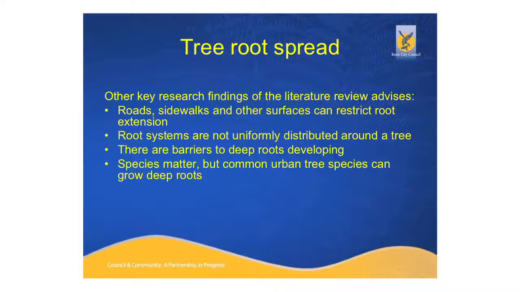We know that. Yellow box is a classic case in point. Obliqua, very rarely. Species matter, but common urban tree species can grow deep roots. I started off in this job before there were stump grinders. So all our tree removal was by axe and pickaxe, and you develop a really good appreciation of where roots grow. Trust me, it always surprised me, and I used to hate digging out liquid ambers.